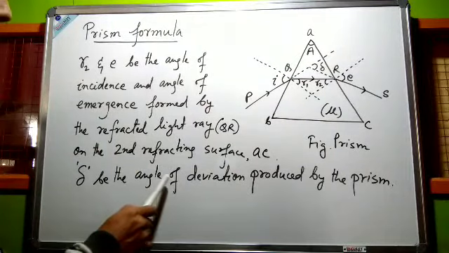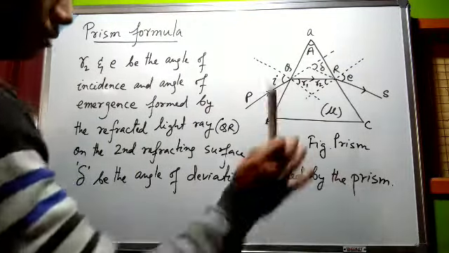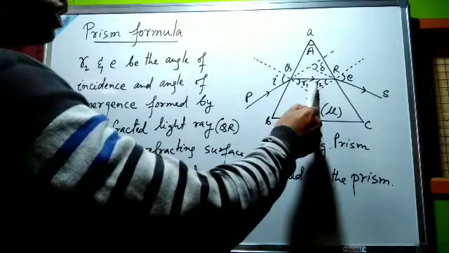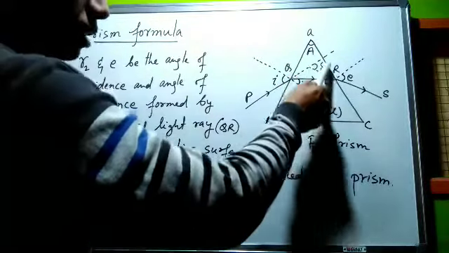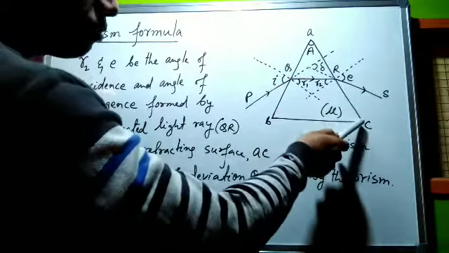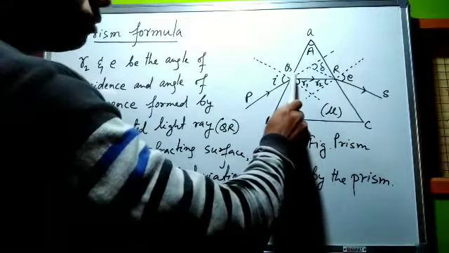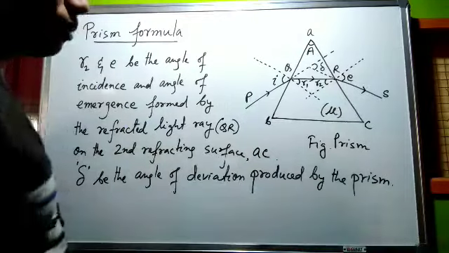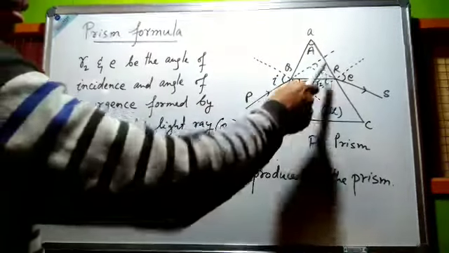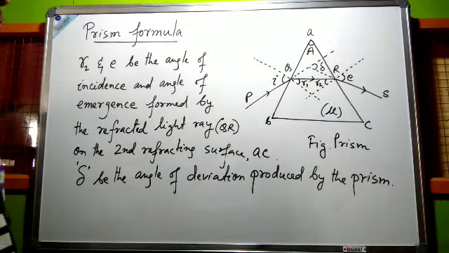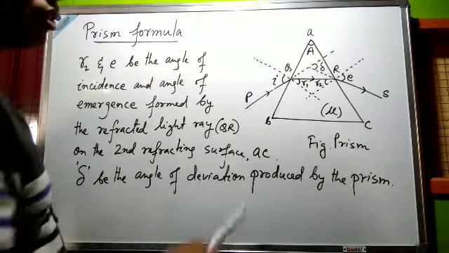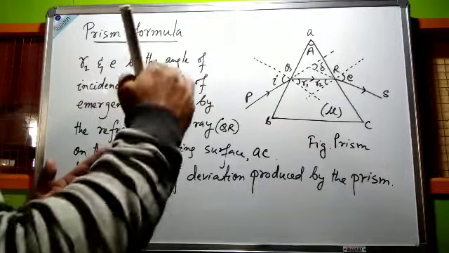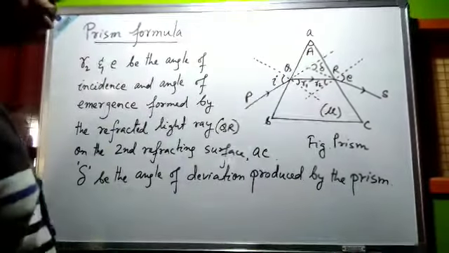Delta is the angle of deviation produced by the prism. Small r2 is the angle of incidence formed by the refracted light ray QR on the second refracting surface AC. The angle of emergence is E. Delta is the angle of deviation produced by the prism, that is the angle through which the incident light ray is turned by the prism.